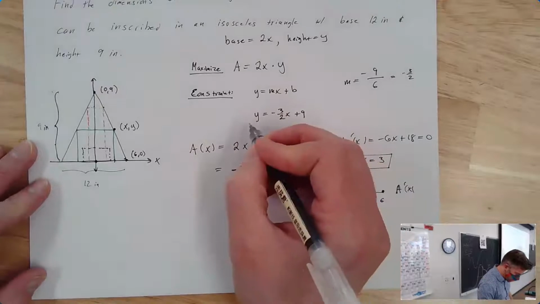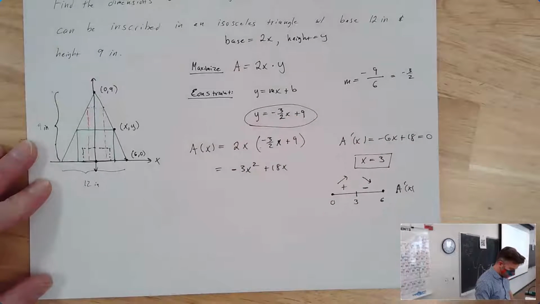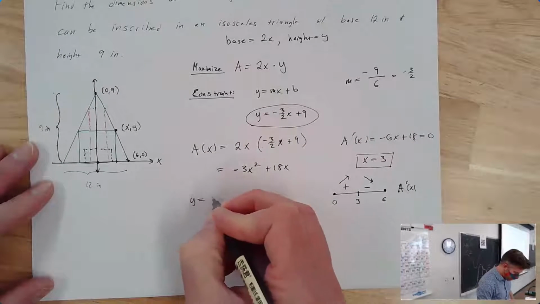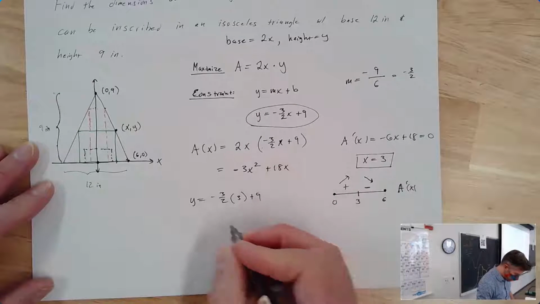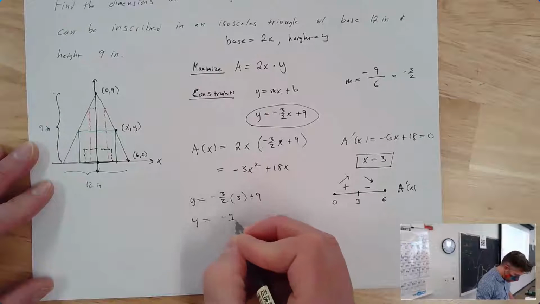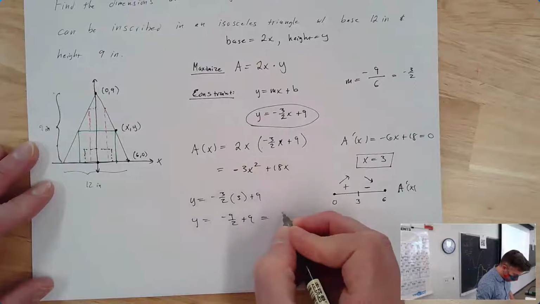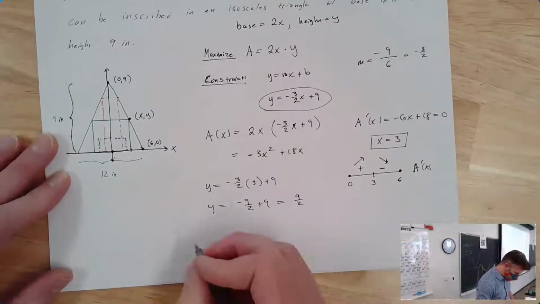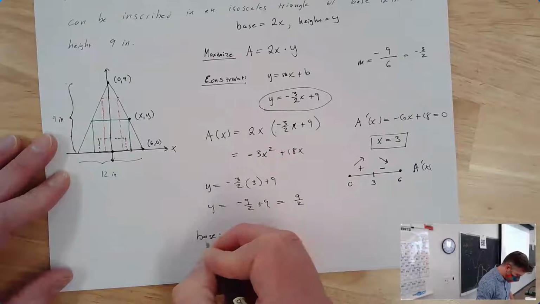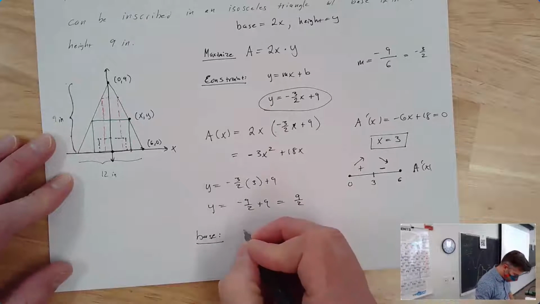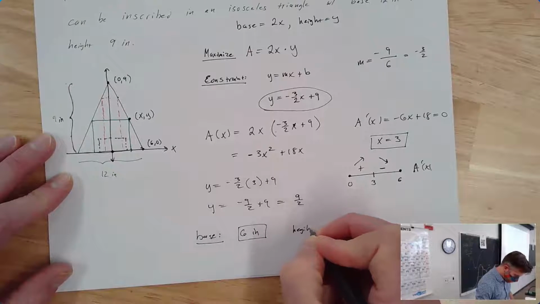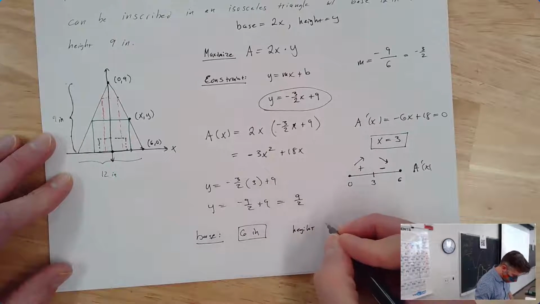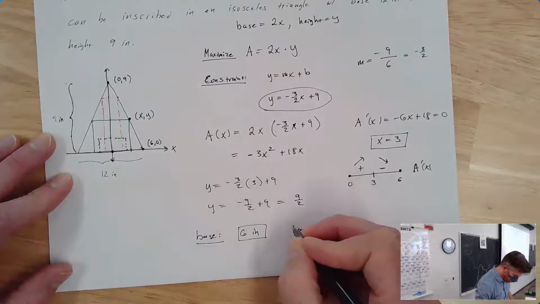So I have that y equals negative 3 halves x plus 9. So y is going to be negative 3 halves times 3 plus 9, which is negative 9 halves plus 9, which is positive 9 halves. So my base is 2x, which is going to be 6 inches. My height is 9 halves, which is 4.5 inches.